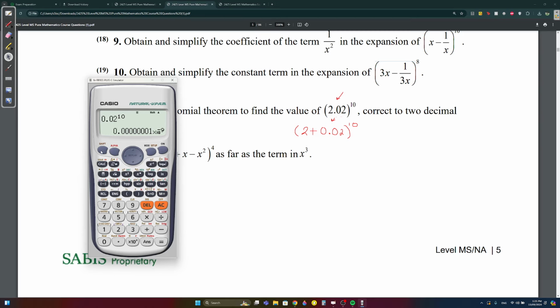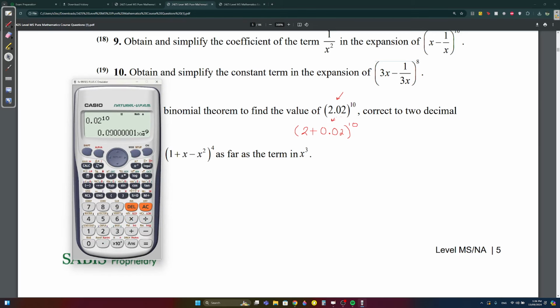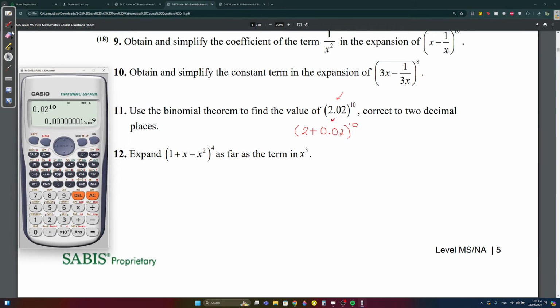I'll try as much as I can. Just look, it's going to be 0.000 and this is still to the negative 9, so there's still 9 more zeros. So for sure there's no point in adding this, right? And especially they didn't say the exact value, they said to two decimal places. So what do you want with this?